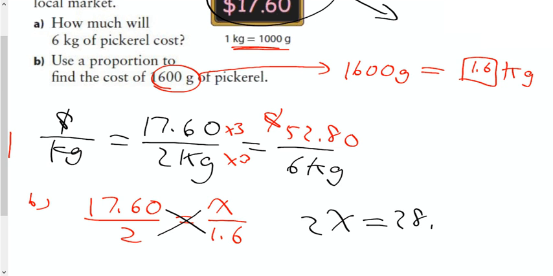Now, can we do this in our head? If I just put x, can everyone do that in their head? What's half of 28.16? $14.08.